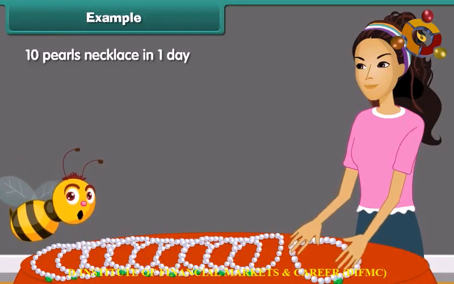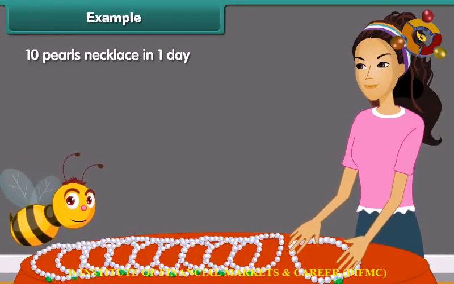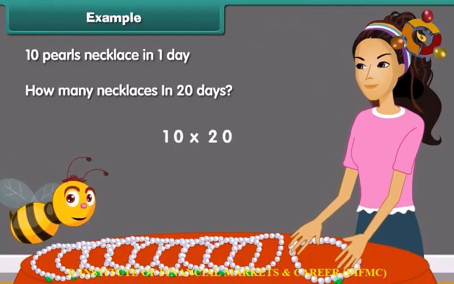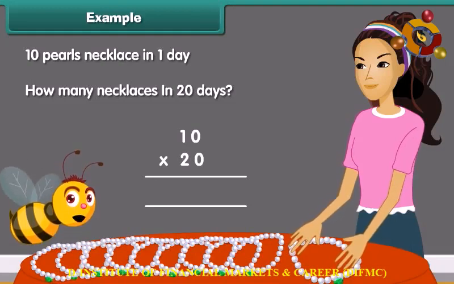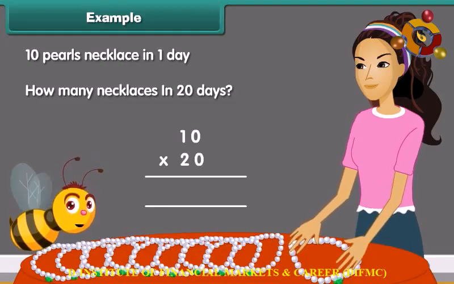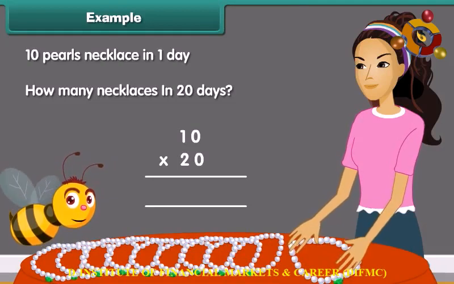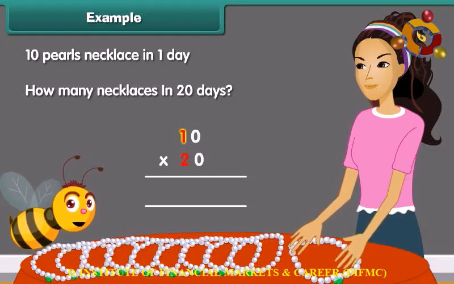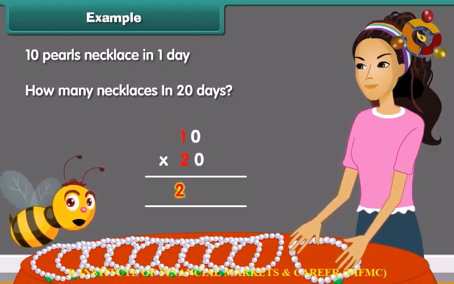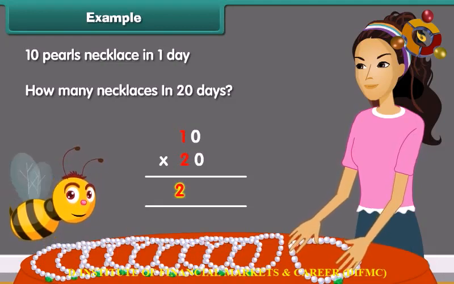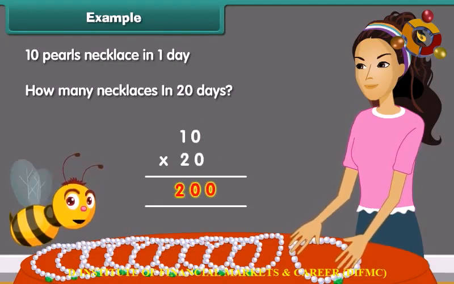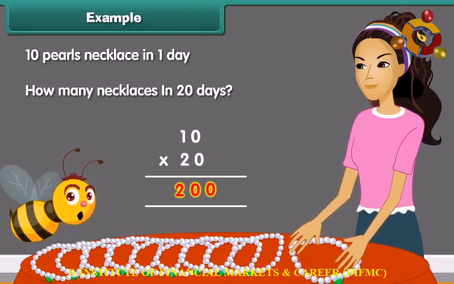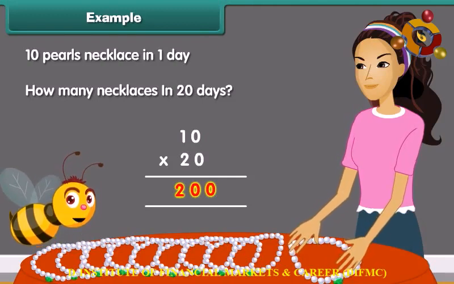Dinah makes 10 pearl necklaces in one day. In 20 days, how many necklaces will she make? We need to multiply 10 with 20. Step 1. Multiply the numerals without zeros. 2 multiplied by 1 is equal to 2. Step 2. Count and add the number of zeros toward the right side of the answer. In this case, we have 2 zeros. Thus, the final answer becomes 200.